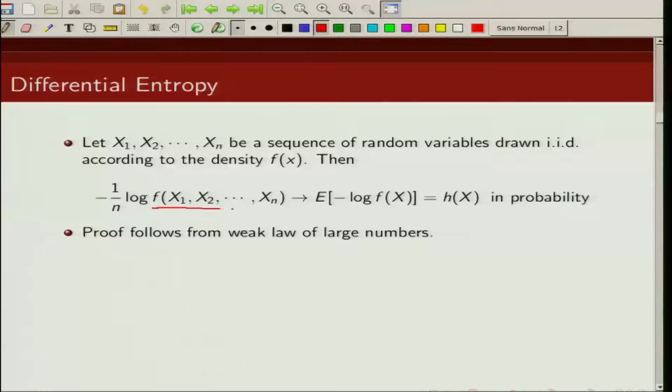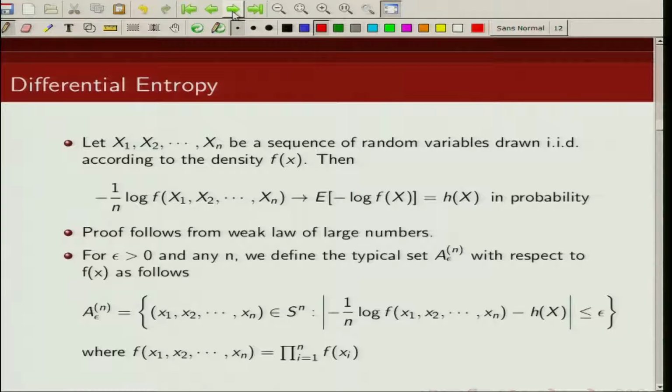So this can be written as the product of f(xi). When you take the log of a product term, you get a summation. So you will get the summation of minus 1 by n log of f(xi), and that, by the weak law of large numbers, is basically the expected value of this, which is equal to the differential entropy, and this converges to the differential entropy in probability. So we are skipping this proof because it is very similar to what we have done earlier.